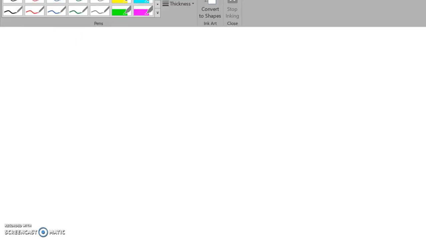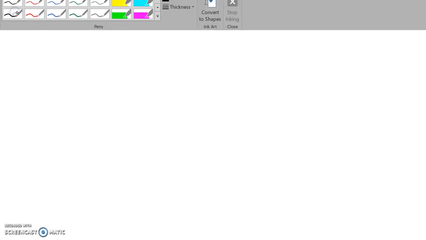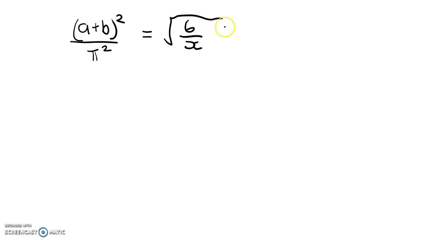Okay, so I'm going to make up an equation now with random variables that don't need to have any meaning, but I'm just going to go through it as an example of how to rearrange. So let's do something like a plus b all squared over pi squared is equal to the square root of 6 over x plus 1. Okay, with this one, let's see if we can isolate b.